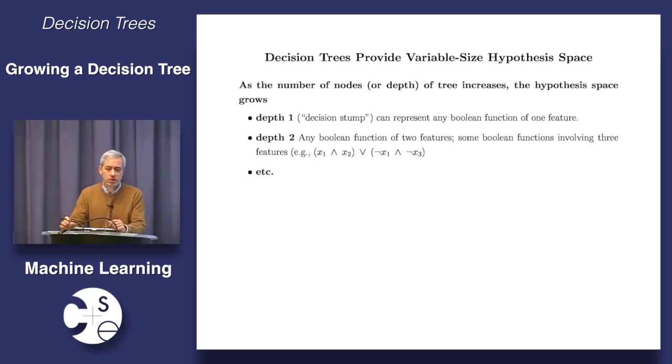Let me give you a hint. It's going to be a recursive algorithm because trees and recursion were made for each other. So the natural way to learn a decision tree probably is to do something recursive. So how might we go about it? Here's a training set, and what's the first thing that you want to do?